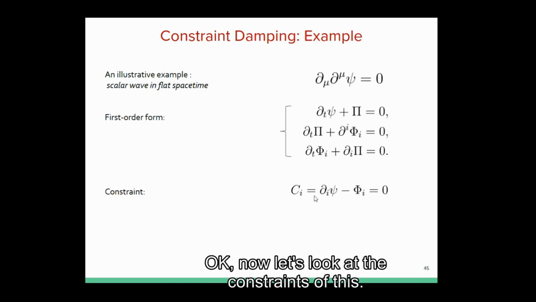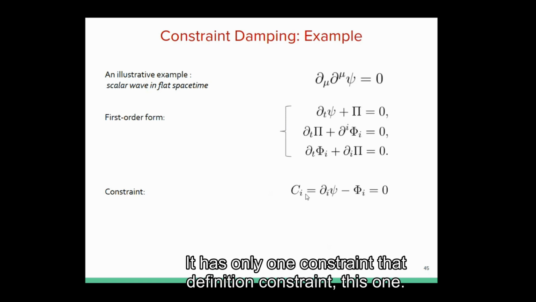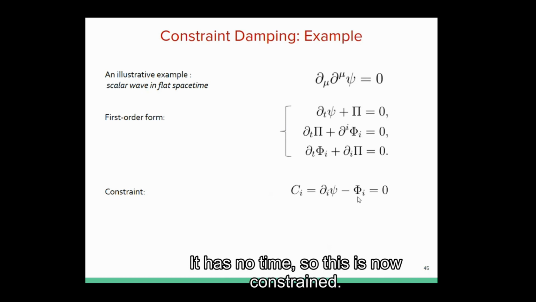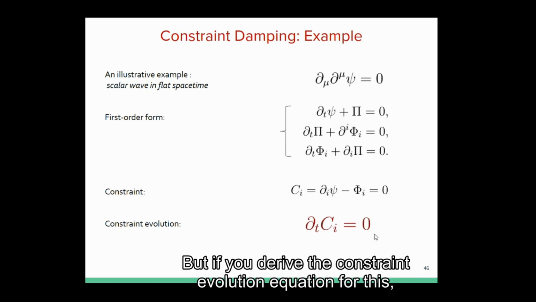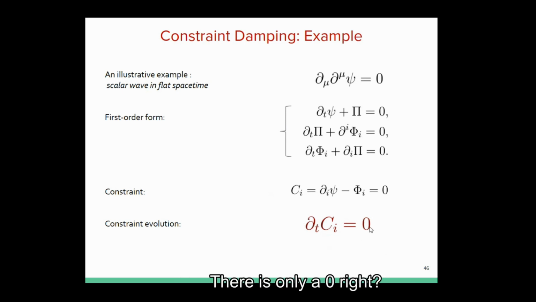Right? Now let's look at the constraints of this. It has only one constraint, the definition constraint. This one. This cannot be absorbed into the evolution equation. It has no time derivative. So this is now a constraint. It must remain solved at all times as you go along. Right? But if you derive the constraint evolution equation for this, it's not as bad as Einstein's equation. There's no positive C term. There is only a zero.